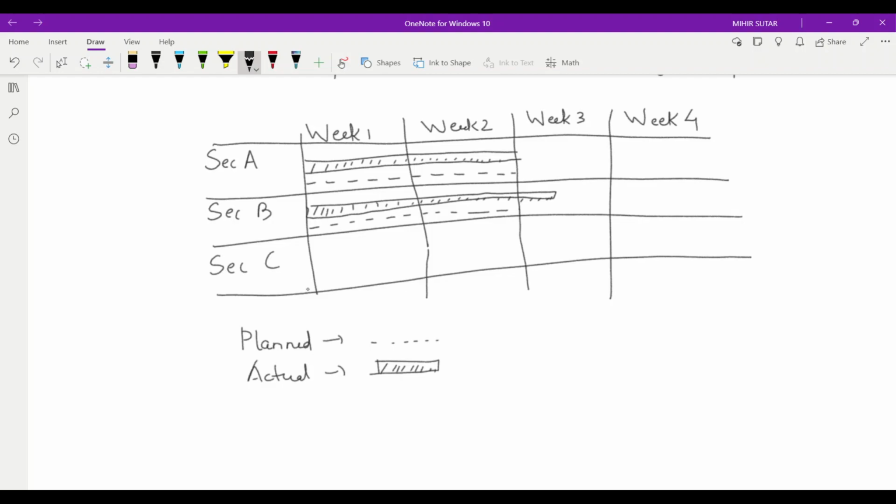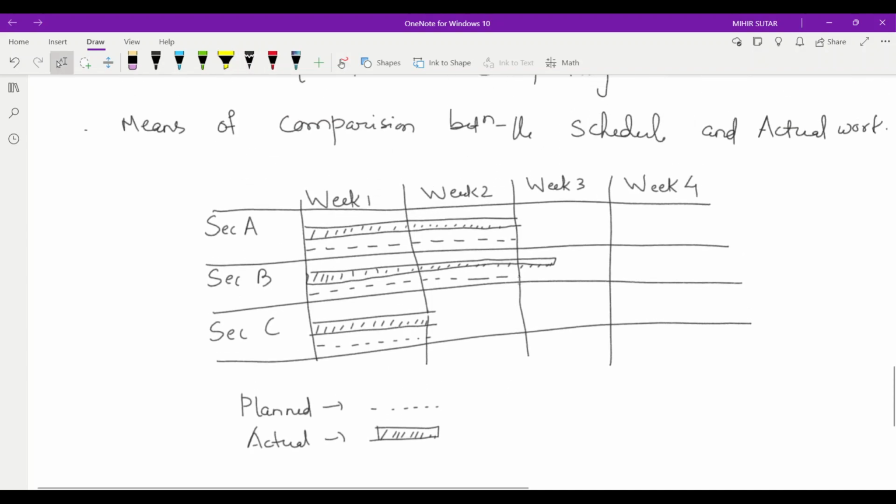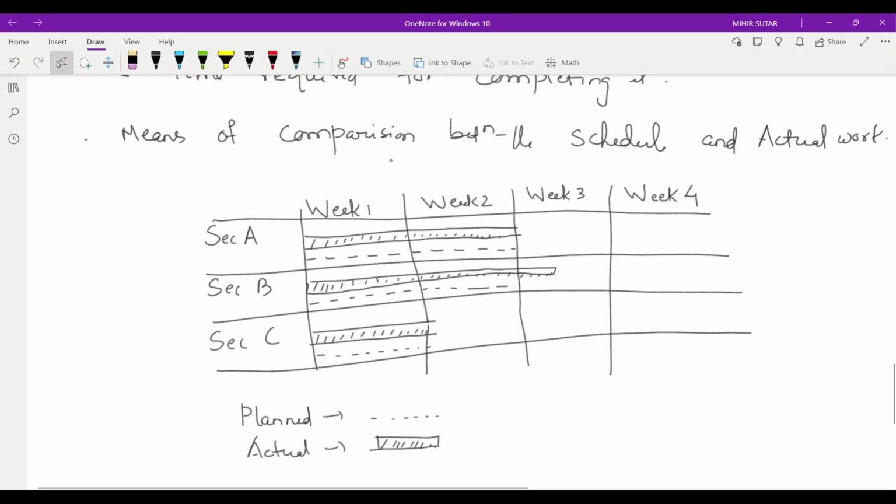Then again for C, suppose it was planned up to week one. I am giving you one example. I think now it is clear what the use of this Gantt chart is. You can know how you can compare.